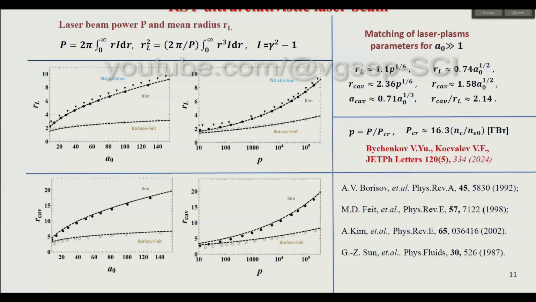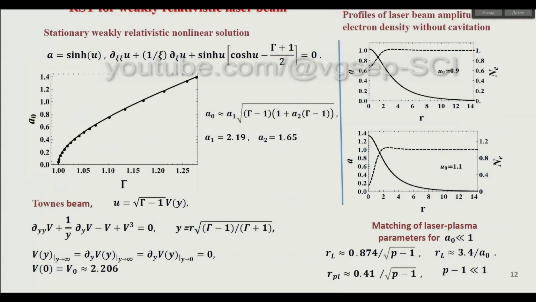And for large values of P, or what is the same, for large values of laser amplitude, it is presented on this slide, P and A, and this is the asymptotic solution. The result can be found here. The same can be done for the weak relativistic case. I will not go into detail here. It is common to the solution obtained for the top beam, and as a result we obtain the dependence on the parameters in the weak relativistic limit.